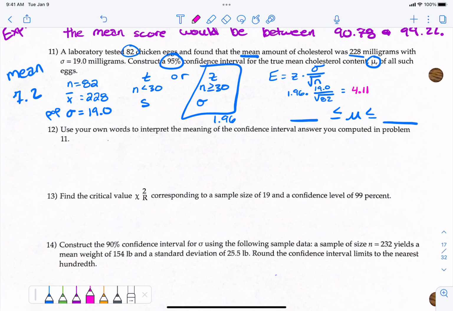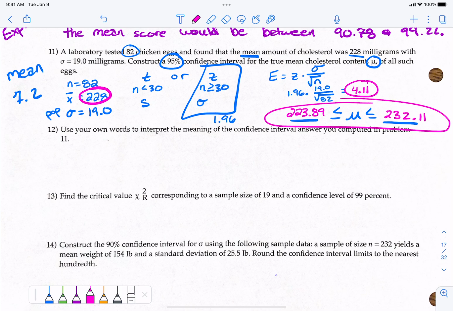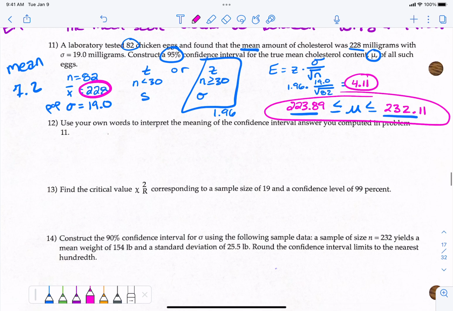What do I do with that? So add and subtract it from X bar, which is 228. So we've got 232.11. Bottom is 223.89. I wrote it wrong, there you go, 223.89.